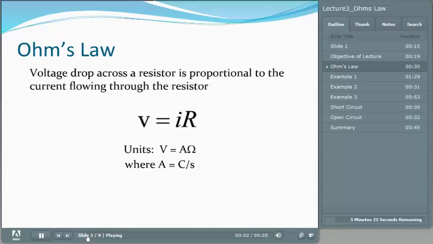Ohm's law relates the electromotive force, or voltage, V, to the amount of current that can flow through a resistor, R. V equals IR. This is a linear relationship, obviously, so a resistor is considered to be a linear component. If we look at the units, volts is equal to amps times ohms, where an amp is equal to a coulomb divided by seconds. These relationships allow you to cancel units in more complicated problems.